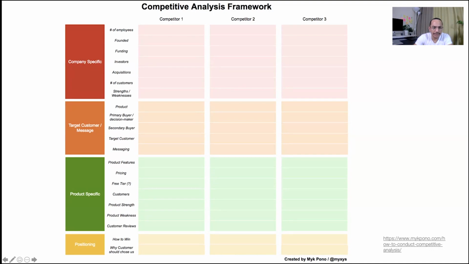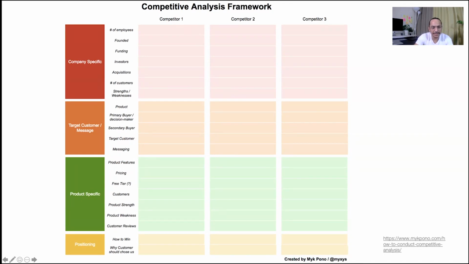So here, whenever we create this kind of template or competitive analysis, we first try to understand who the company is, what the company is, how many employees they have, when it was founded, and how many customers they have. We also try to understand what the strengths and the weaknesses are, so that this is categorized in different groups.